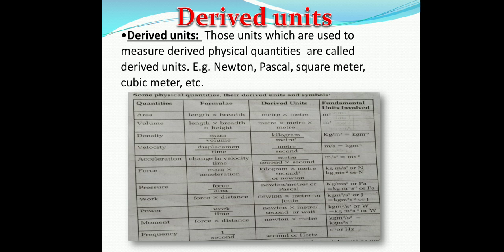Likewise, how they are derived, for example, area. We know the formula of area is length into breadth, and its derived unit is like this: length is measured in meter, breadth is also measured in meter. Meter into meter comes to be square meter. Similarly, for volume, length into breadth into height, and length, breadth and height are measured in meter. That is meter into meter into meter, it comes to be cubic meter. So this cubic meter and square meter are the derived units, and so on for other examples.